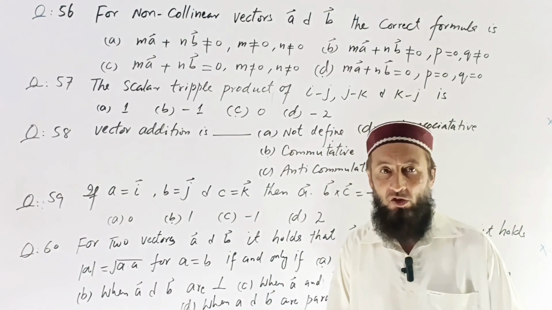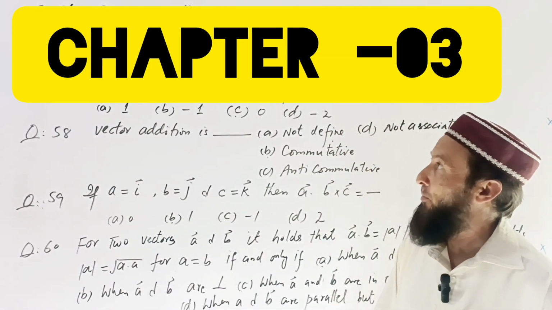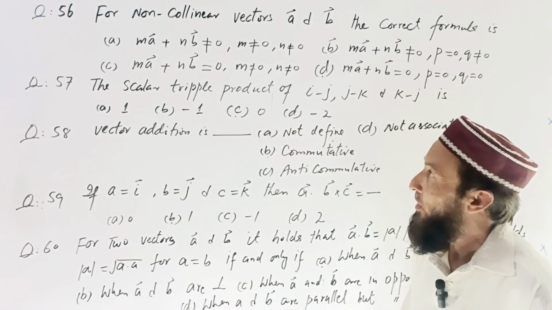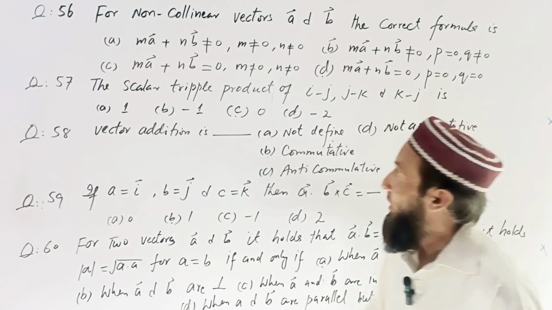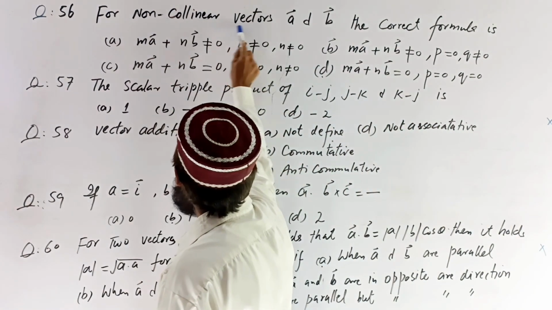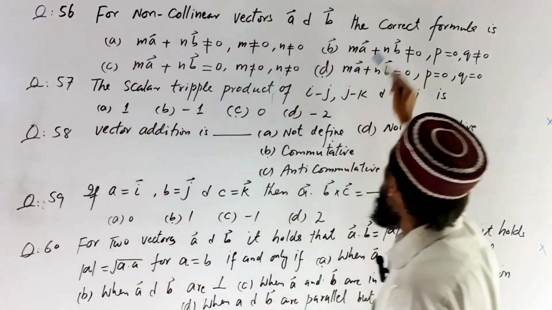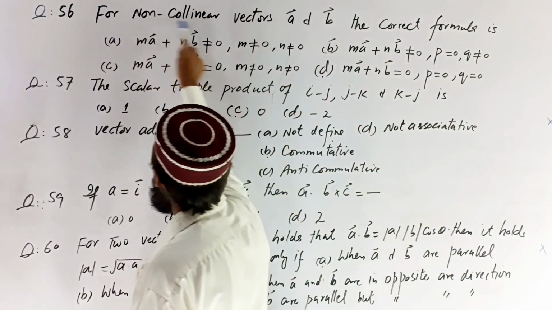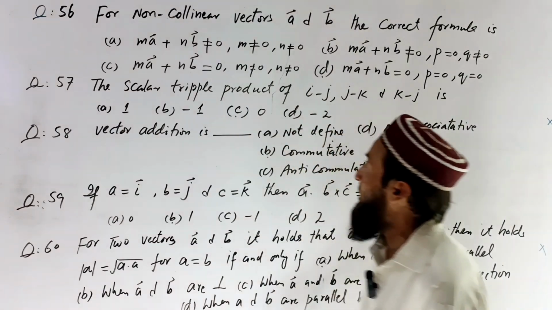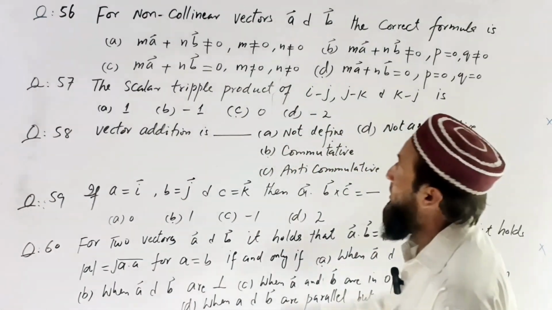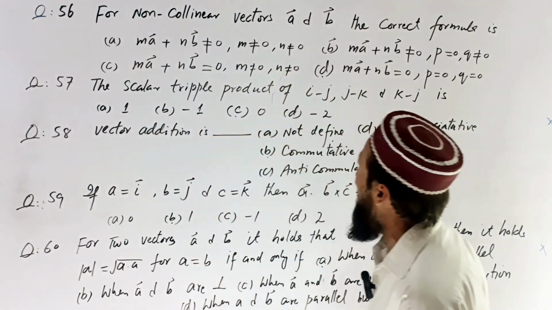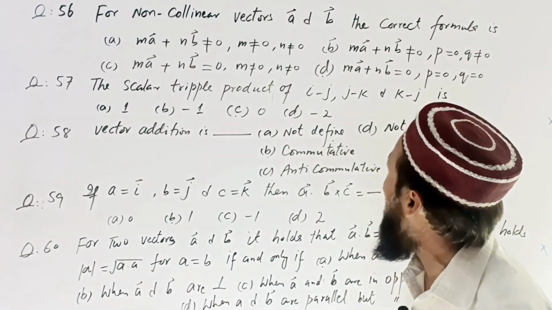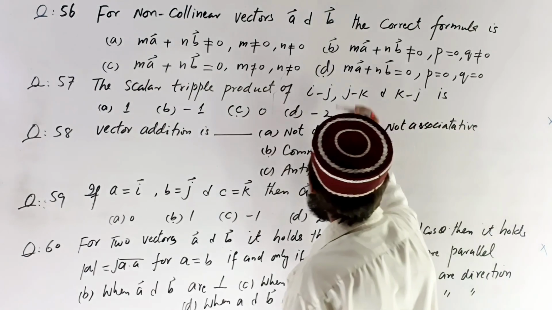Today we are going to proceed with the next MCQs on the same chapter number 3, vectors, question number 56: for non-collinear vectors A and B. The correct formula is applicable for the non-collinear points. So these are the points given. If we apply the given condition, the correct answer is according to the conditions.